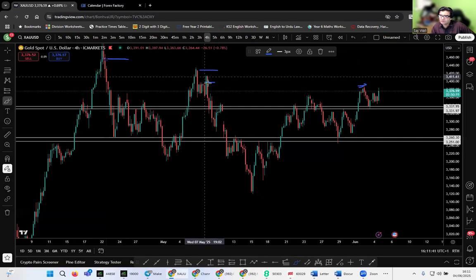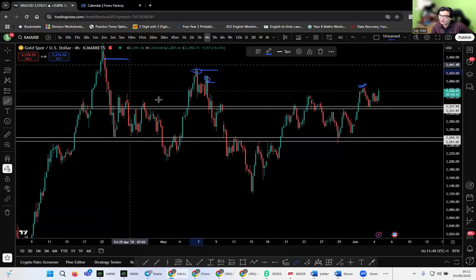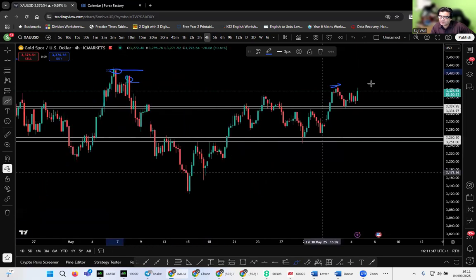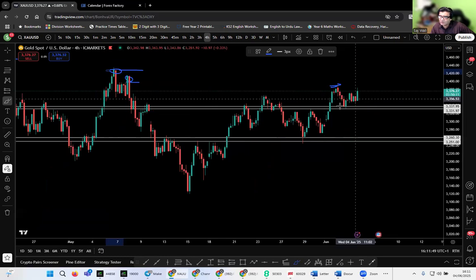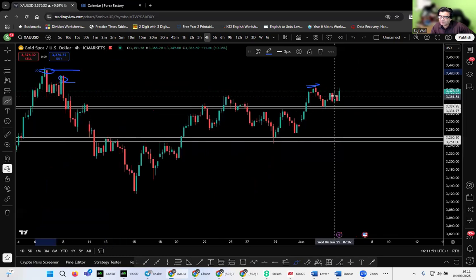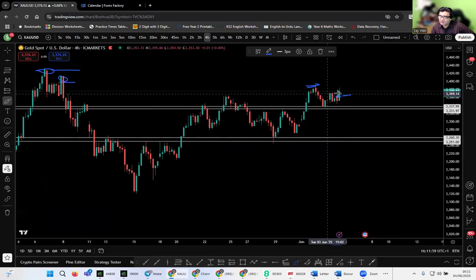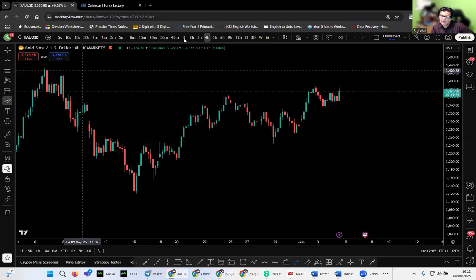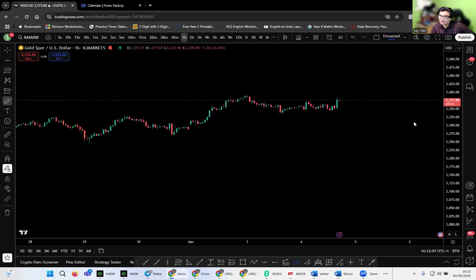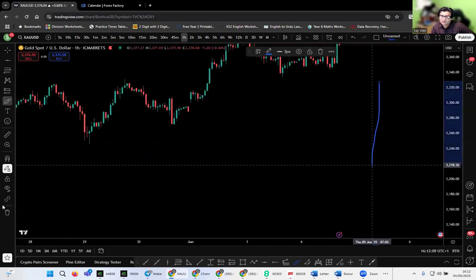So up to here, and then here, but it's not going to happen straight away. So what I'm still looking for is the market to come to this level and either fill this gap or even have a rejection from here, the break of structure. If I go in the 1 hour chart, you will see more clearly.